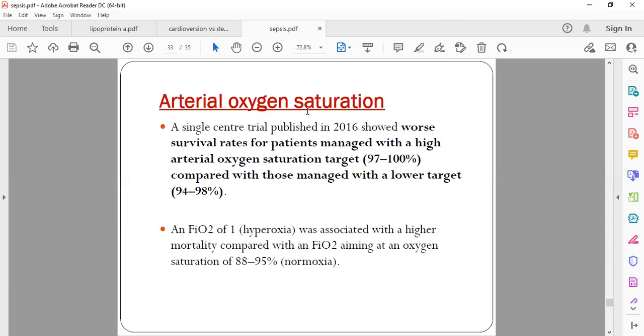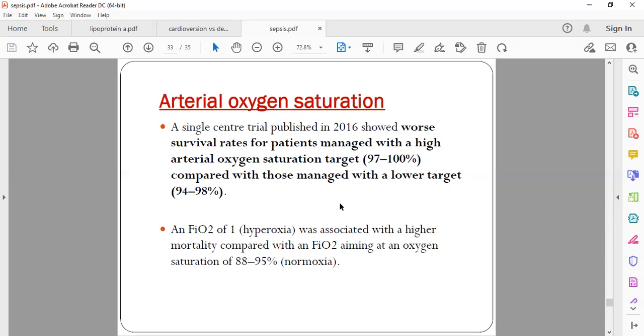Arterial oxygen saturation: various studies have shown that patients who have been maintained at a saturation of around 97 to 100% have worse survival rates when compared to patients managed with a lower target range, that is 94 to 98. So this is important. Many times we may have seen patients being given a lot of oxygen even without evidence of hypoxemia.